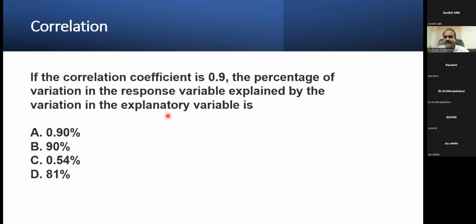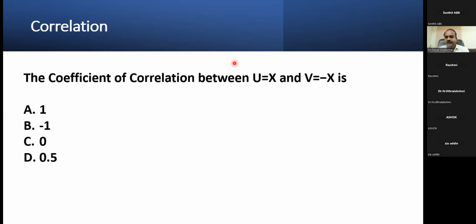When I say explanatory variable, is it X or Y? Explanatory variable is X. Response variable is Y. All right. Okay. The coefficient of correlation between U and V. U equal to X and V equal to minus X. That means U equal to minus V. Now, what is the correlation coefficient between U and V? -1. Because they are opposite to each other. You can see here. They are equal, but they are opposite. That means it is -1.